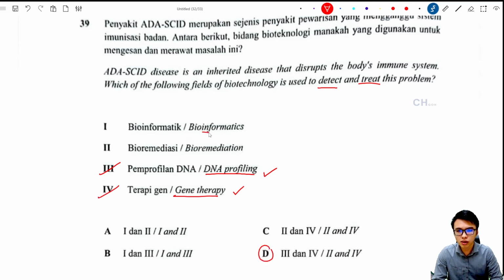Now guys, what about bioinformatics? Bioinformatics basically studies biological data, for example enzymes or proteins, so that we can know the function of the protein based on the data recorded in the computer. So we don't use this to detect the problem. Instead, we try to find out the functions of protein or enzyme. This is what we call bioinformatics.